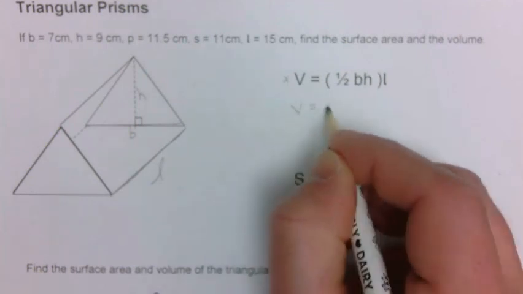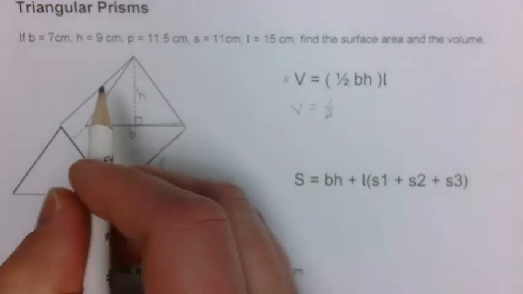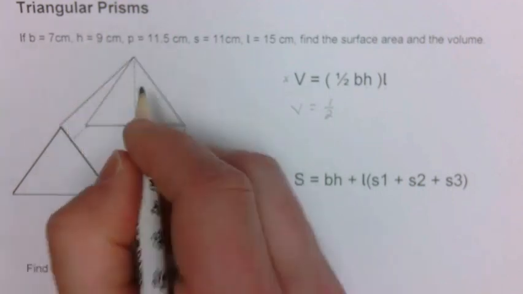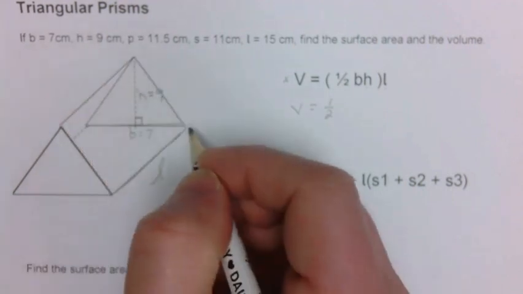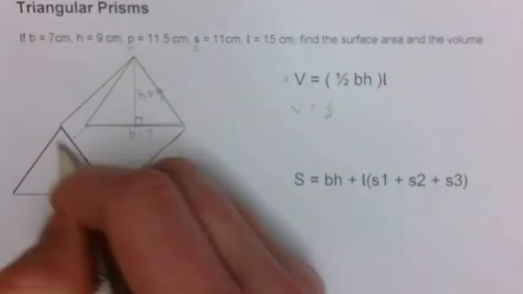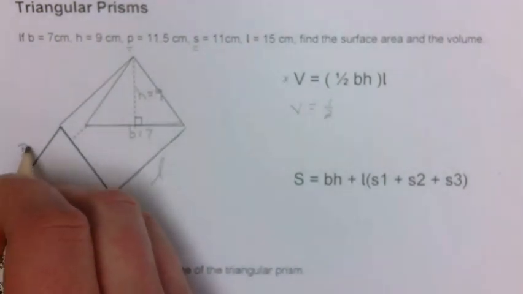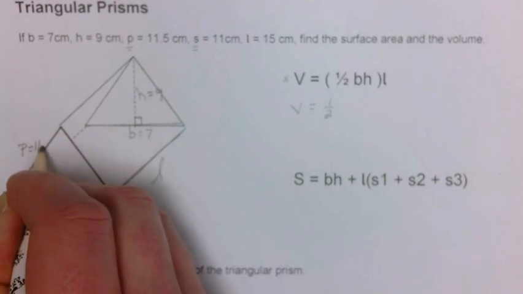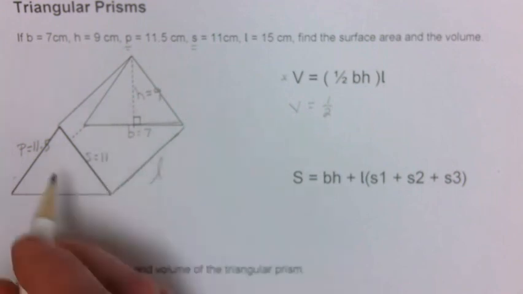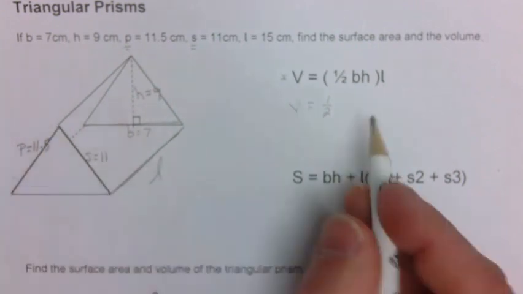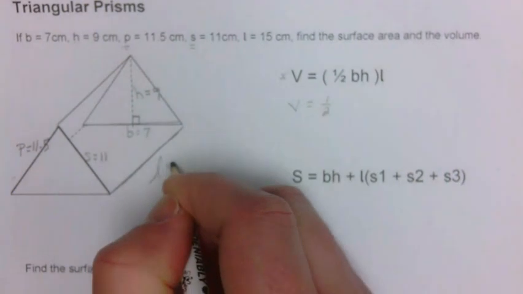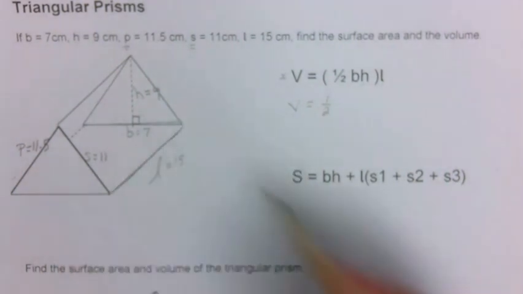So V equals 1/2 times, B equals 7 centimeters, so I know that's 7. H equals 9 centimeters, so that's 9 centimeters right there. And then it gives me P and S. P and S are the two slanted sides of the triangle that aren't the base. So I can call that one P right there, which happens to be 11.5 centimeters. And I can call this one S right here, which happens to be 11 centimeters. Now, neither one of these are needed for this formula because the base and the height have to be perpendicular to each other. And then I need the length, which connects the two triangles together right here, is 15 centimeters.